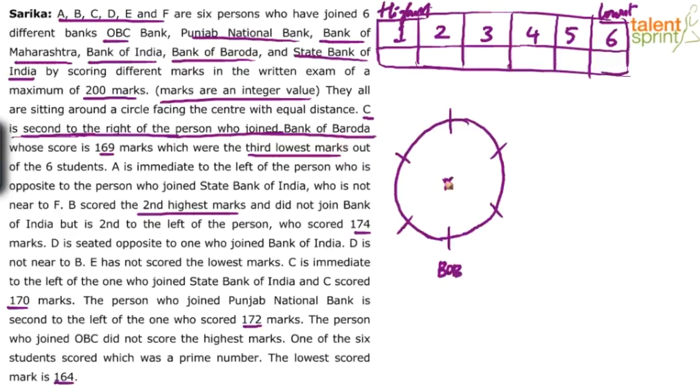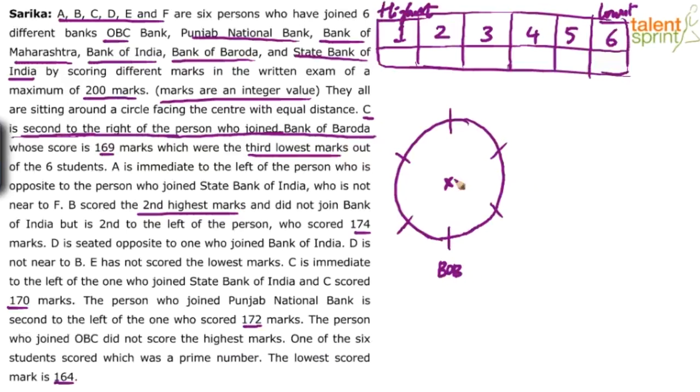When all the persons are facing center, left is towards clockwise and right is toward the anti-clockwise direction. These are all standard points which we have discussed in our video. So go back to the videos and refer if you have not done that already. And whenever persons are facing center, we prefer to start from the bottom of the circle. If the persons are facing outwards, we prefer to start from the top of the circle, right? For some very obvious reasons which you can learn through the videos. So it says C is second to the right of the person who joined Bank of Baroda. So the Bank of Baroda guy is this. We don't know the name and marks, but he's the person. C is second to the right of this person. Now right of this person is in the anti-clockwise direction.